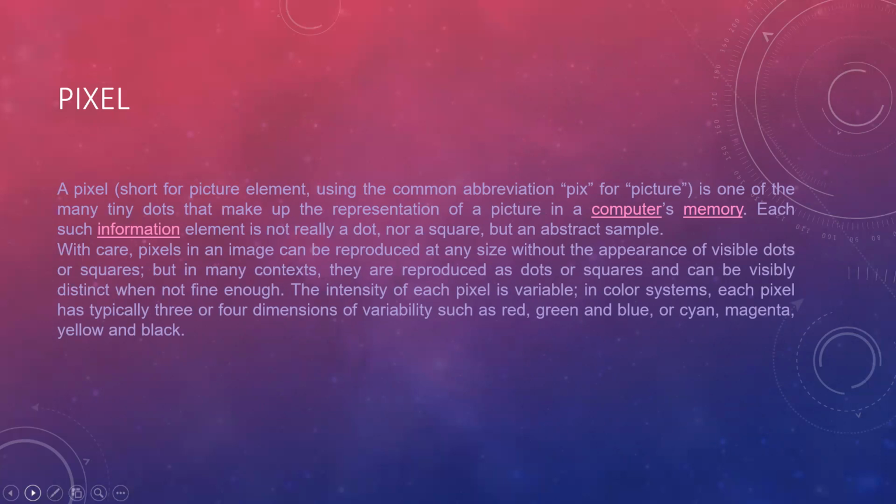The intensity of each pixel is variable. In a color system, each pixel typically has 3 or 4 dimensions of variability, such as red, green, blue, or cyan, magenta, yellow, and black.